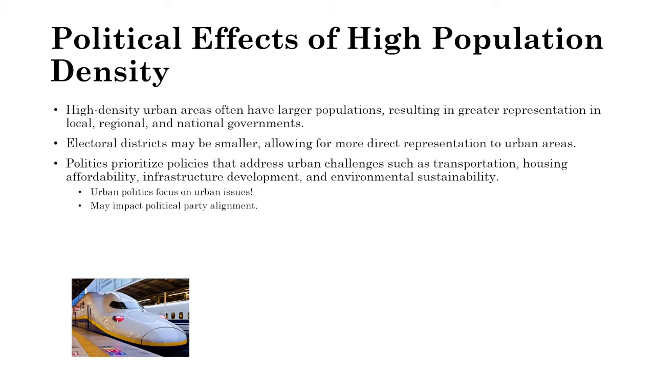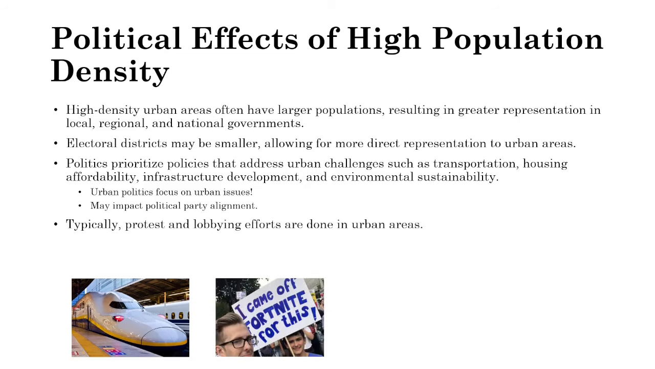Liberals tend to live more in urban areas. Conservatives tend to live more in rural areas, where areas are a lot more dispersed. That's just how it is. If there's any protests or lobbying efforts, any major social movements, these are typically done in urban areas as well, because you have a lot more people to reach.